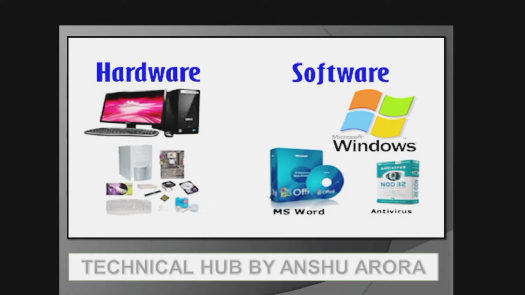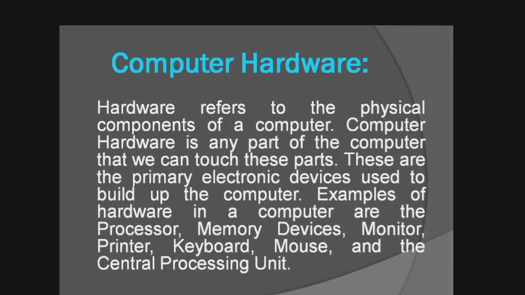Here, we will discuss the difference between computer hardware and computer software. First, what is computer hardware? Computer hardware refers to the physical components of the computer. It is any part of the computer that we can touch. These are the primary electronic devices used to build up the computer system. Examples of hardware are the processor like your CPU, memory devices, monitors, printer, keyboard and mouse. Basically, computer hardware is a physical, tangible component that we can touch.